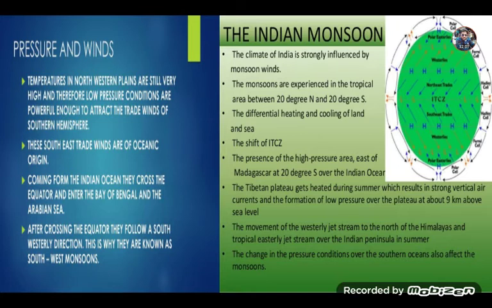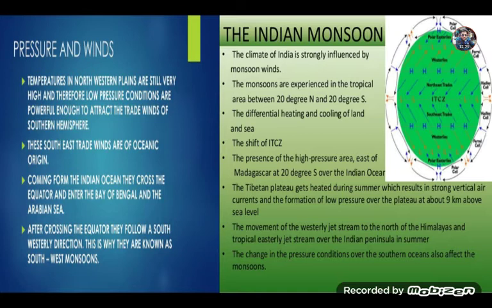Then at the same time we find the presence of a very high pressure to the east of Madagascar, which boosts the monsoon winds. Then the Tibetan plateau gets heated during summer, which results in strong vertical air currents, and this also greatly boosts the monsoon winds in India by forming low pressure over the plateau regions.